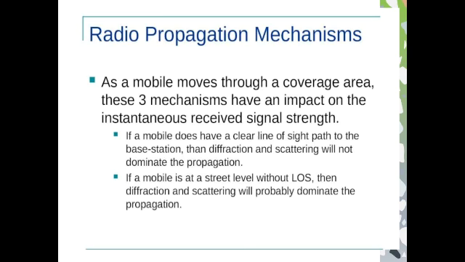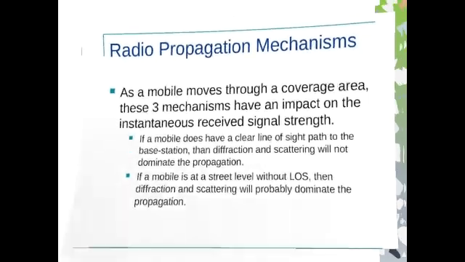As a mobile moves through a coverage area, these three mechanisms have an impact on the instantaneous received signal strength. If a mobile does have a clear line of sight path to the base station, then you won't have any loss. If a mobile is at street level without line of sight, then diffraction and scattering will probably dominate the propagation. At that time you will have signal loss.